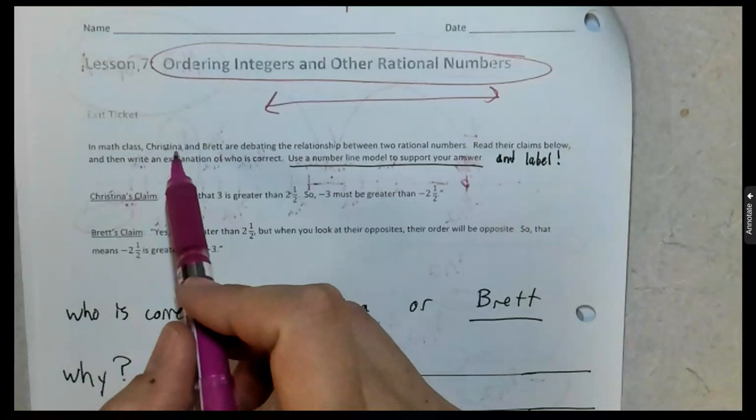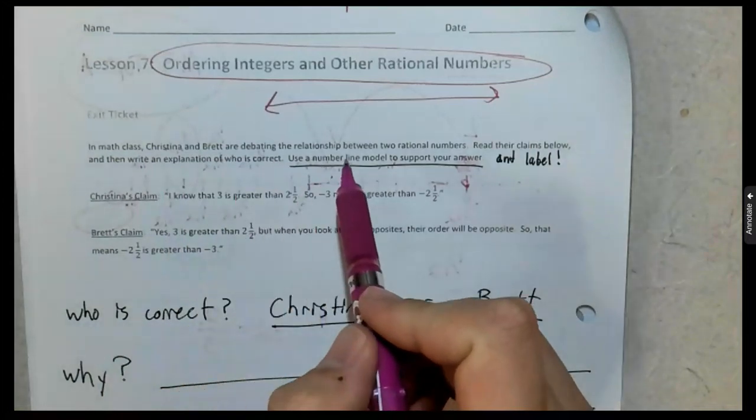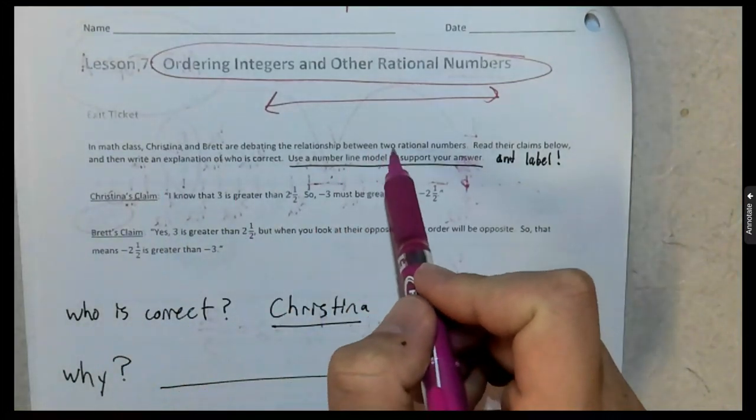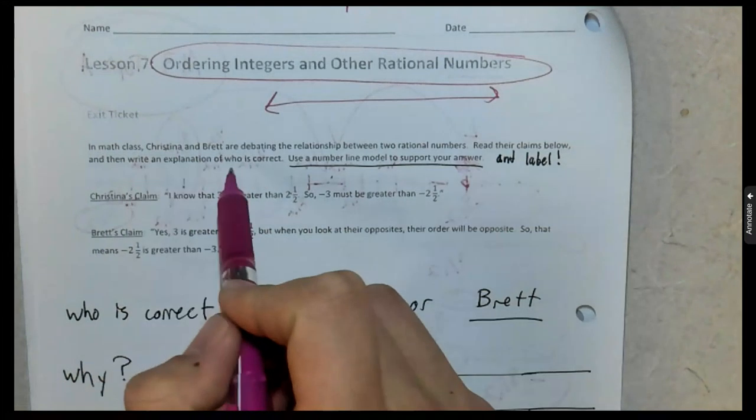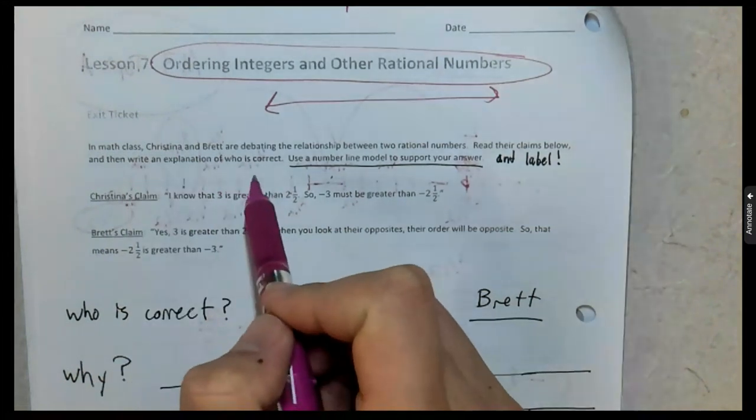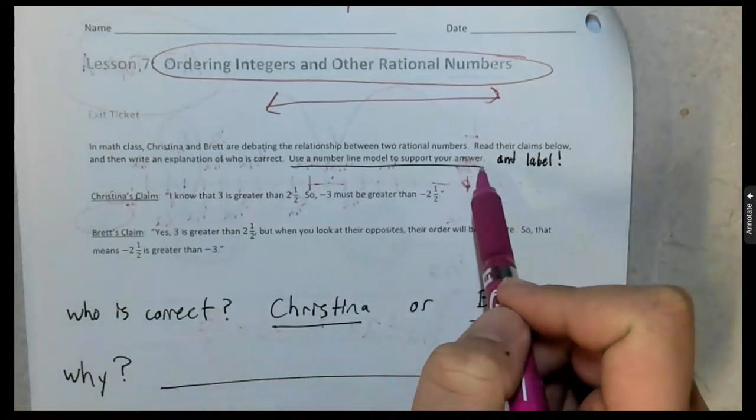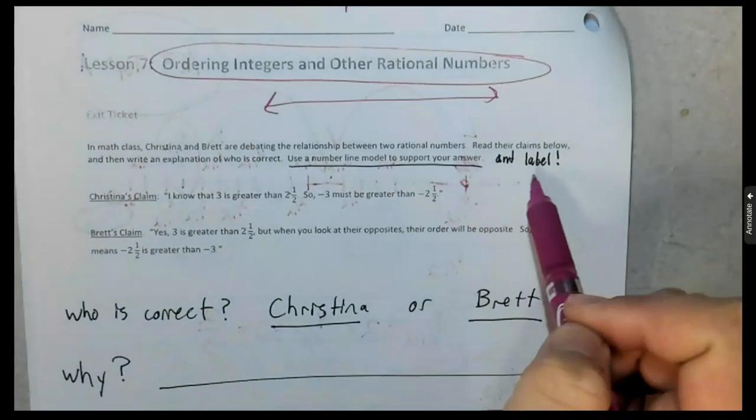In math class, Christina and Brett are debating the relationship between two rational numbers. Read their claims below and then write an explanation of who is correct. Use a number line model to support your answer, and I've added to label it.